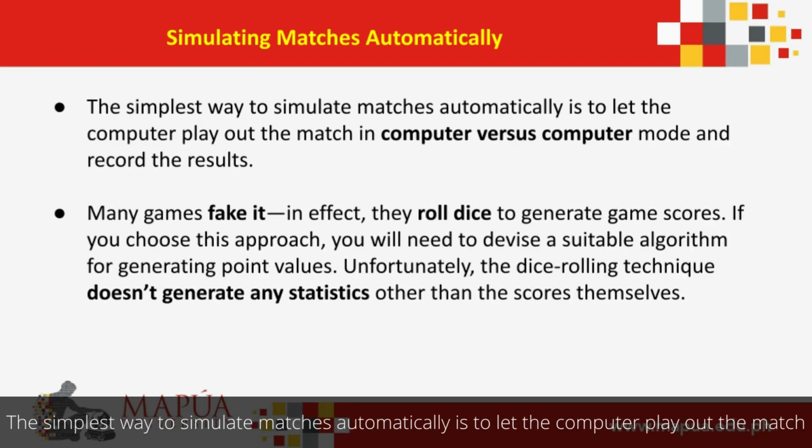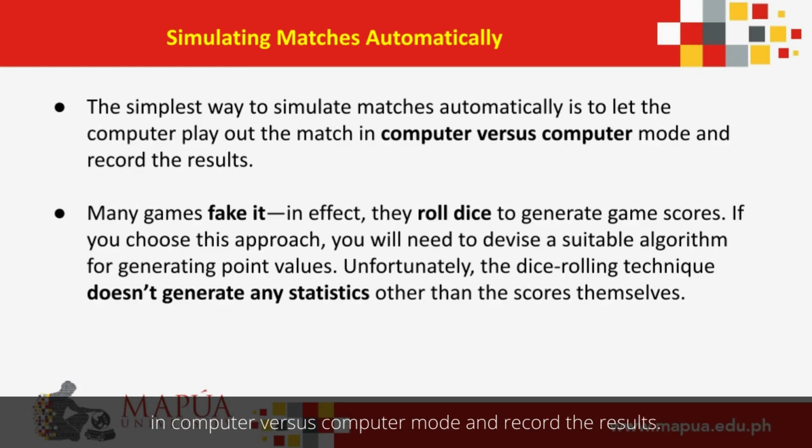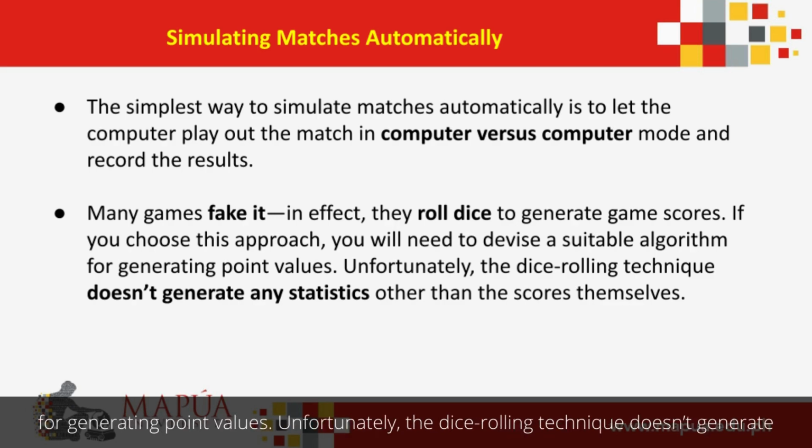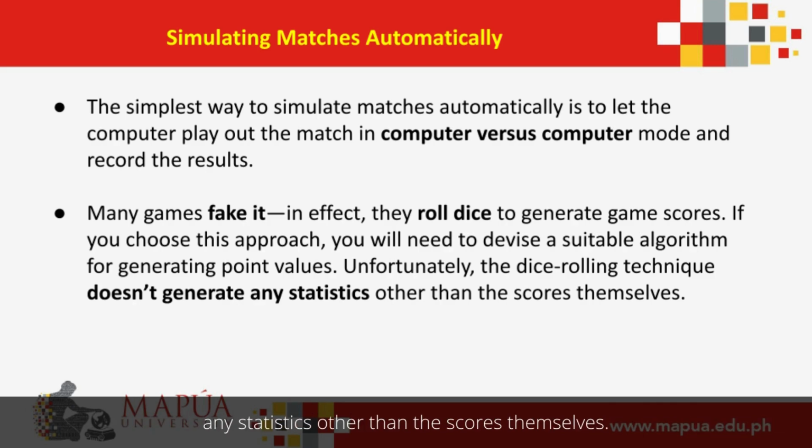The simplest way to simulate matches automatically is to let the computer play out the match in computer versus computer mode and record the results. Many games fake it. In effect, they roll dice to generate game scores. If you choose this approach, you will need to devise a suitable algorithm for generating point values. Unfortunately, the dice rolling technique doesn't generate any statistics other than the scores themselves.